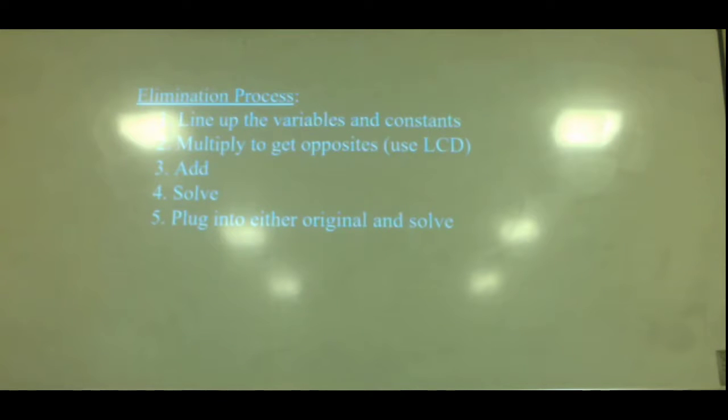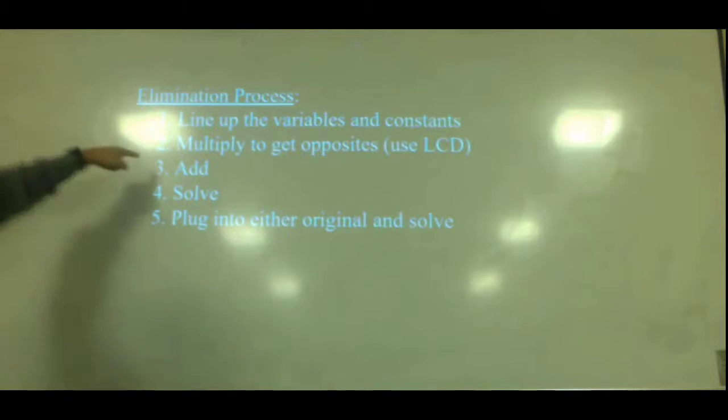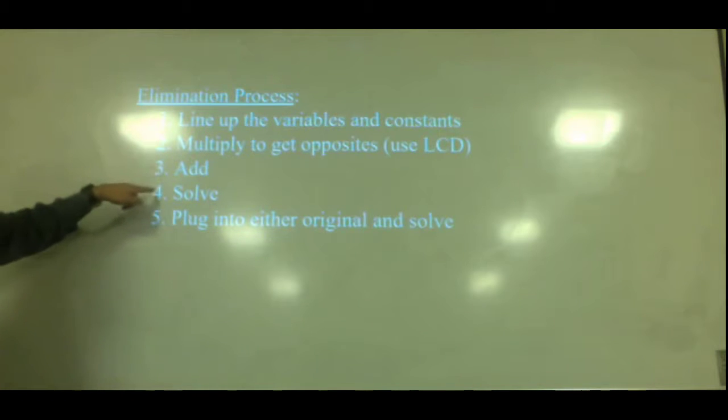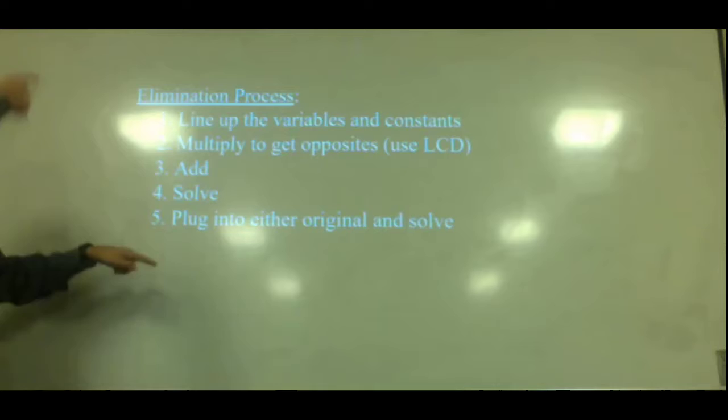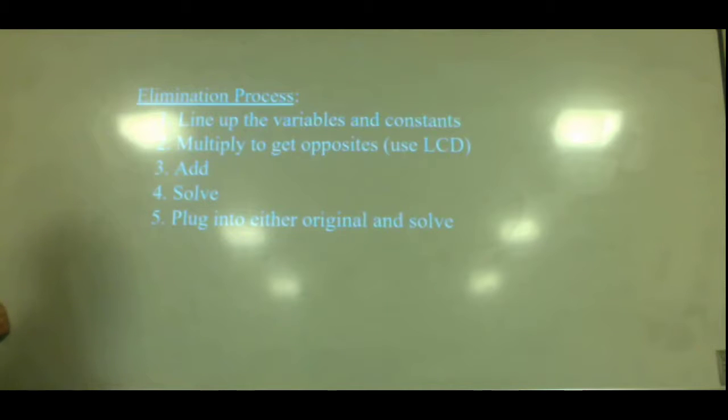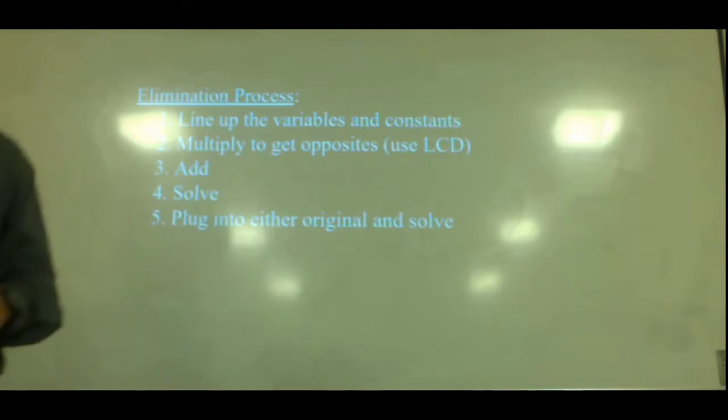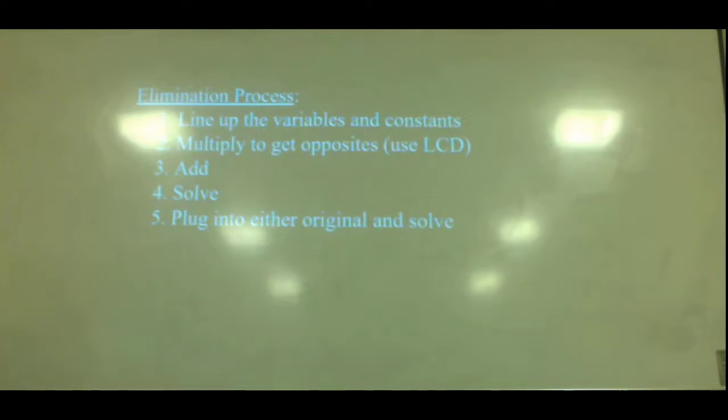Then, if you need to, multiply to get opposites. Either the x's be opposites or the y's be opposites. Sometimes you don't need to multiply, but if you need to, you multiply to get opposites. Then we add our 2 equations, solve what we get, and then plug it back in and solve for the other one. And that's, like I said, as hard as it gets. It's always the same steps.